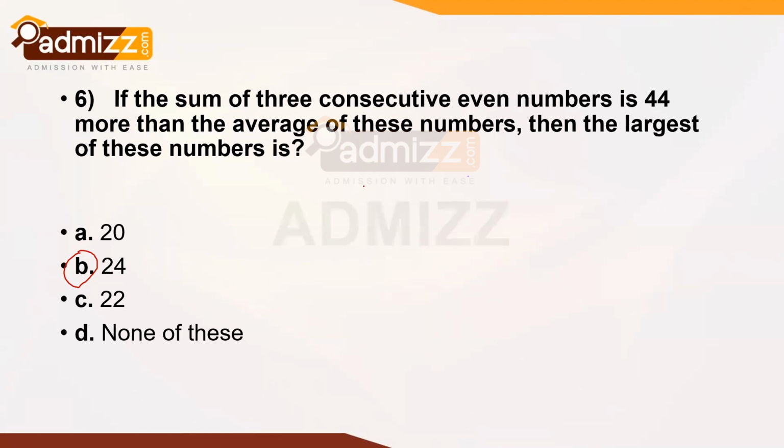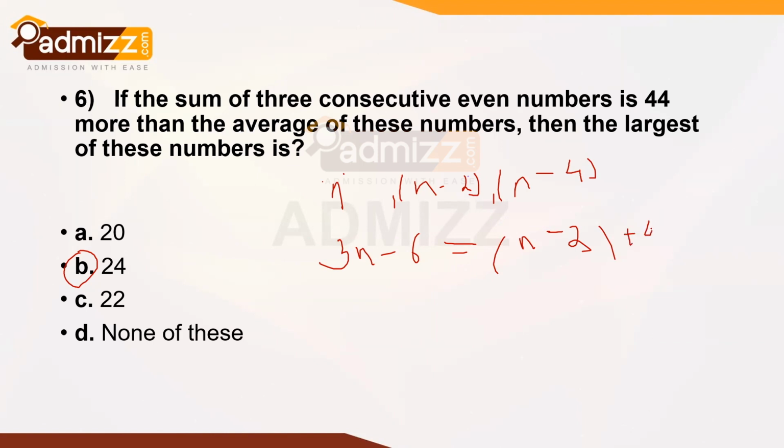But why is that the case? Take a look at this. Let us assume that the largest number in this case is n. So the other even numbers become n minus 2, the other consecutive even number, and n minus 4. What we are given is that their sum, which is 3n minus 6, is 44 more than the average. Their average in this case is n minus 2. We simply divide the left-hand side by 3 because there are 3 items, and then we add 44 because the left-hand side is 44 greater than their average.